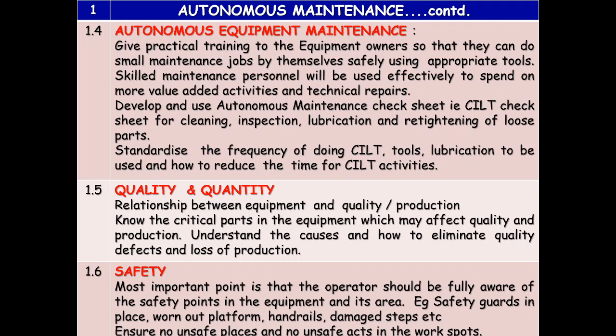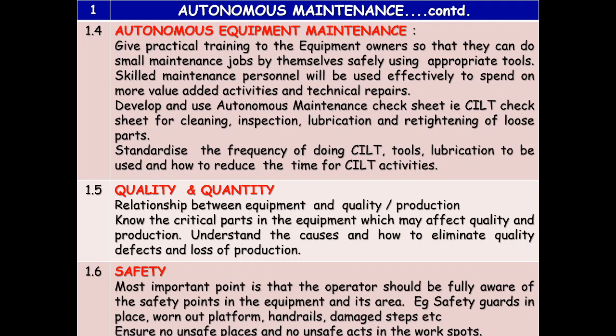Give practical floor training to the equipment owners so that they can do small maintenance jobs by themselves safely using appropriate tools. Skilled maintenance personnel will be used effectively to spend on more value-added activities and technical repairs. Develop and use an autonomous maintenance checklist, that is, a CILT check sheet for cleaning, inspection, lubrication and retightening of loose parts. Standardize the frequency of doing CILT, tools to be used, lubrication grade to be used, and how to reduce the time for doing CILT activities.